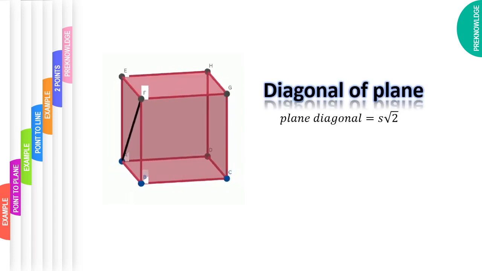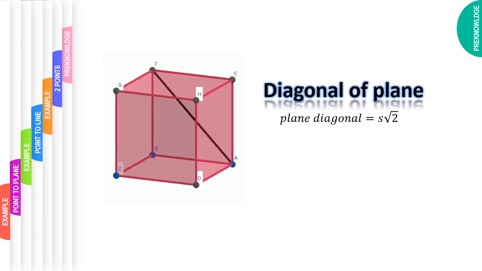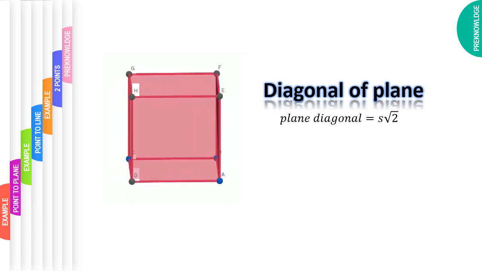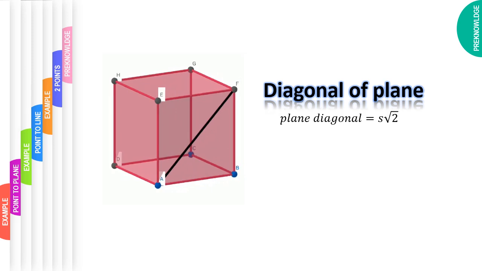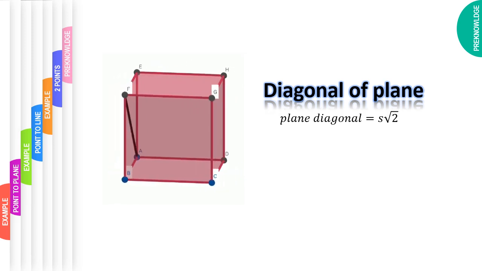Diagonal of plane. Plane diagonal of cube is equal to side times square root of 2. This video will show that the cube has plane diagonal, which name is AF.